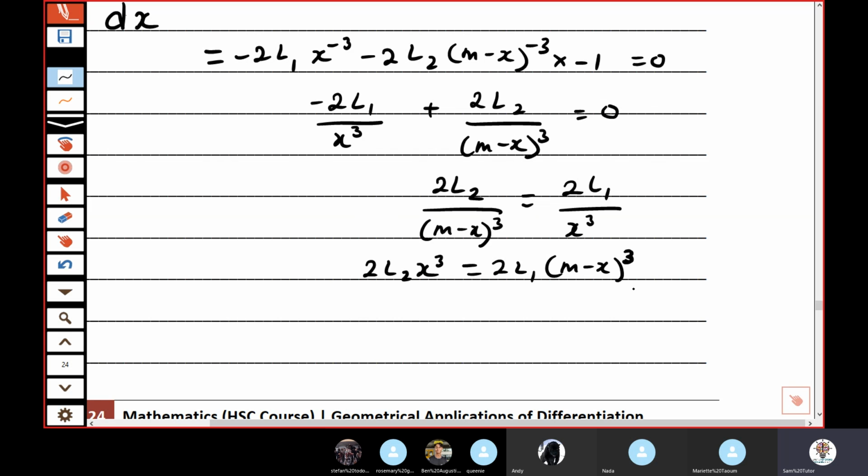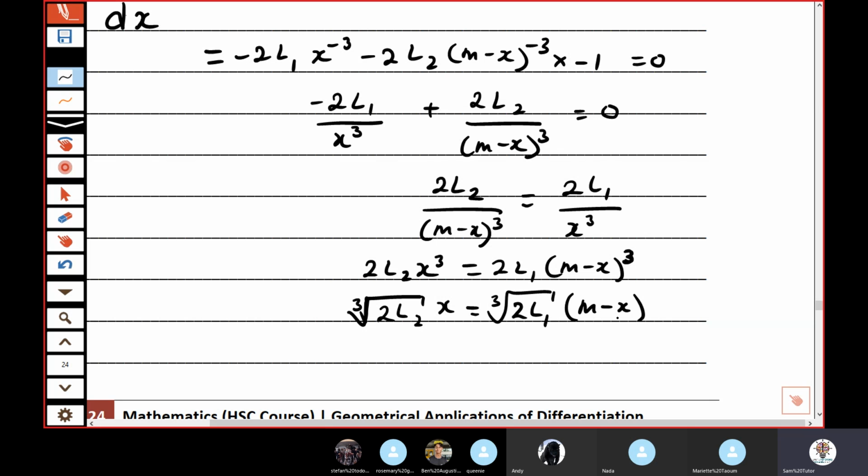So if I don't expand, what the heck can I do? There's only one other option. Cube root it. If you're not going to expand, you better get rid of it then. Cube root it. Cube root 2L2 x equals cube root 2L1 m take away x.